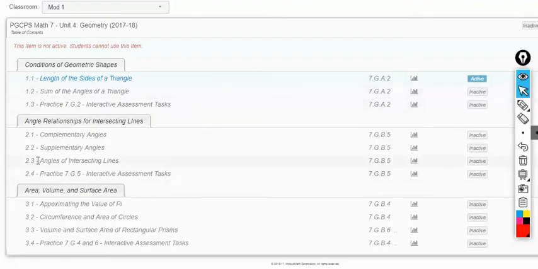Yo, welcome back. We're doing 7th grade Unit 4 Geometry. Then we're doing Complementary Angles, which is 2.1.